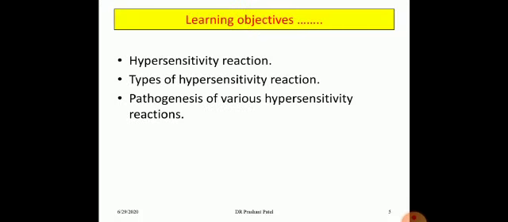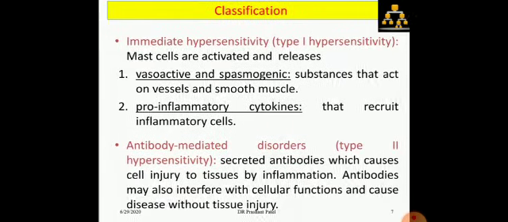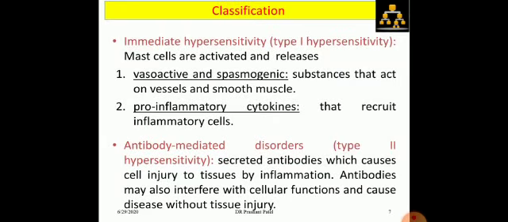The main learning objectives are to understand the mechanism of hypersensitivity reaction, types of hypersensitivity reactions, and pathogenesis of various types. Hypersensitivity is defined as an exaggerated immune response with onset of adverse effects like cellular destruction or tissue damage in individuals. It is classified into type 1, type 2, type 3 and type 4 hypersensitivity reactions.